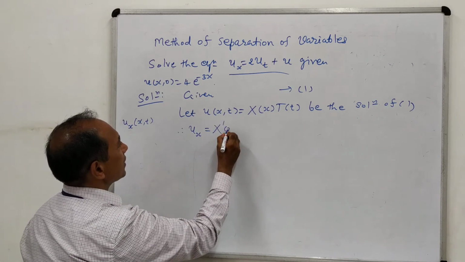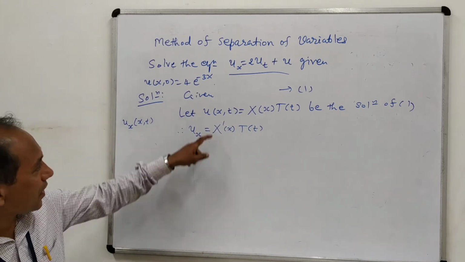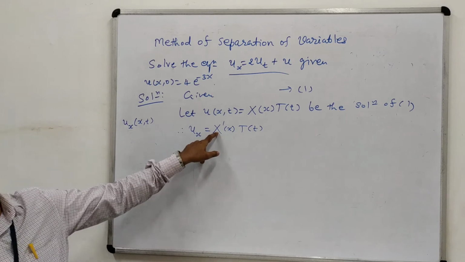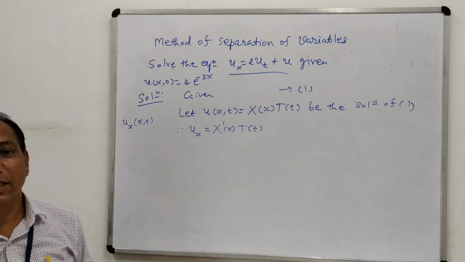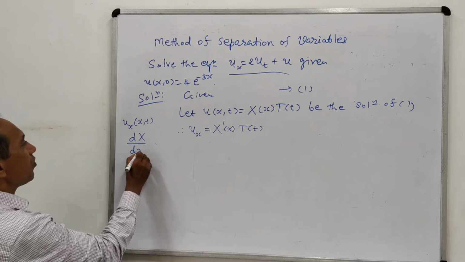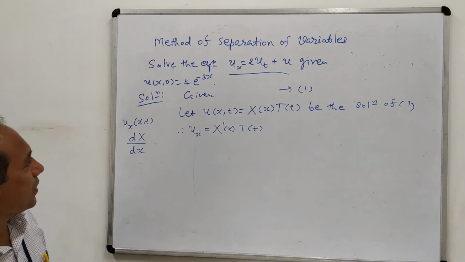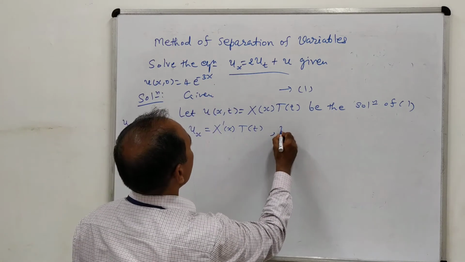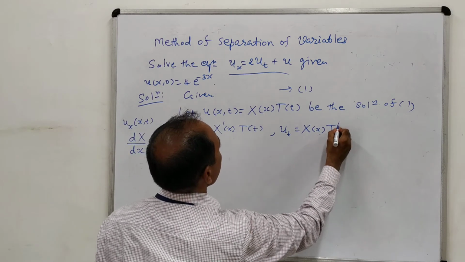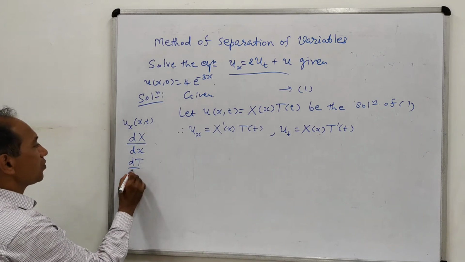So capital X dash of x into T. This is constant. So derivative of capital X is dash. And here I have used dash because this is now an ordinary derivative, not a partial derivative, because only one variable is involved. So this is nothing but d capital X by d small x. Understood? So this is the ordinary derivative. Similarly, here we will require u_t. So u_t means here capital X is constant and the derivative of T is capital T dash. So this is nothing but d capital T by d small t.